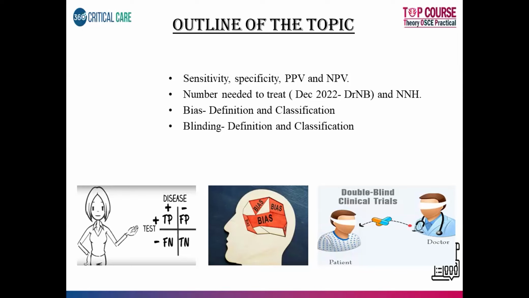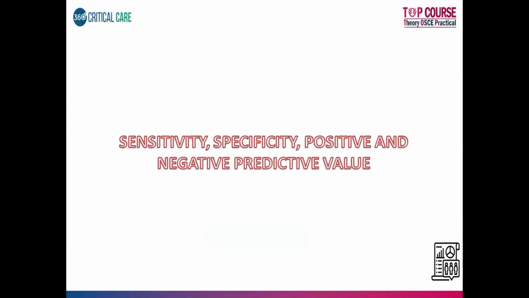And the next topic would be bias, what is the definition and what is the classification of different types of bias with the examples. And the last topic would be blinding, the definition and classification.